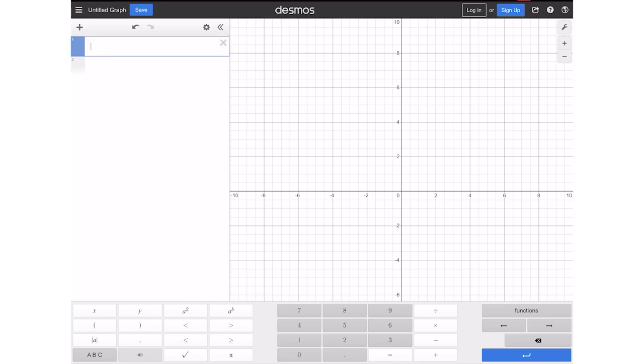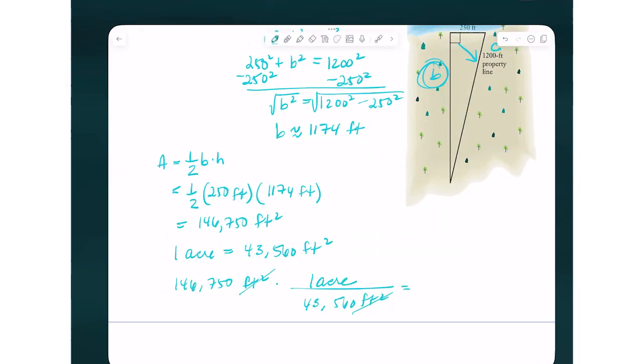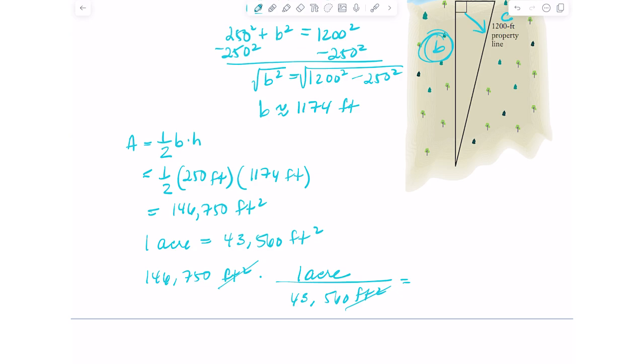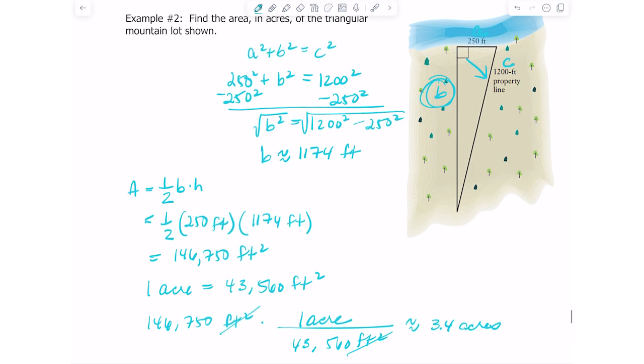So we've got 146,750 and then divided by 43,560. And you end up with about 3.4 acres if we round to the nearest tenth. So that's how many acres would be the triangular mountain lot that's shown.